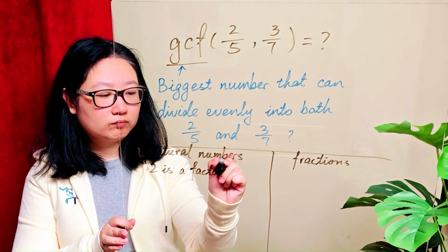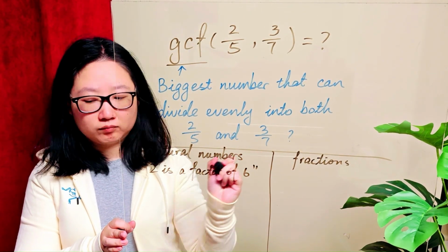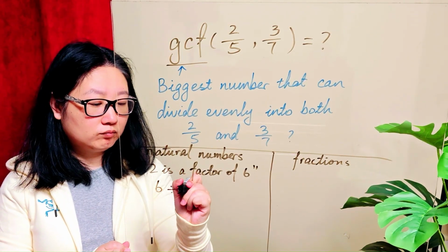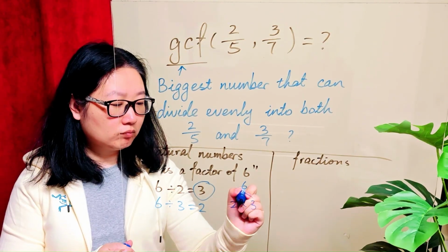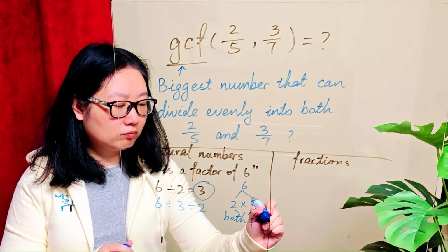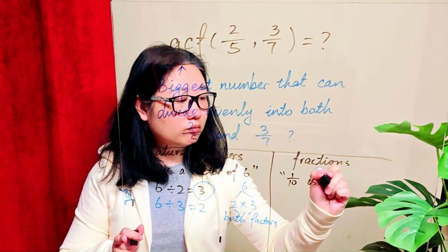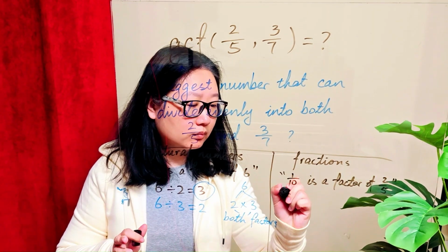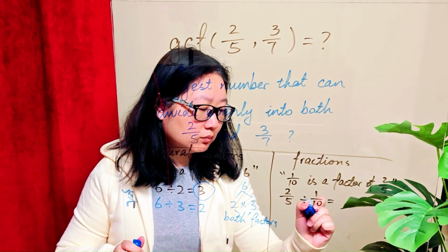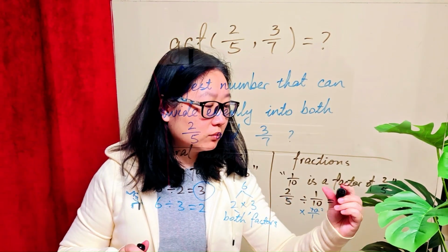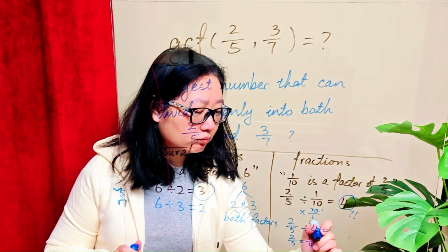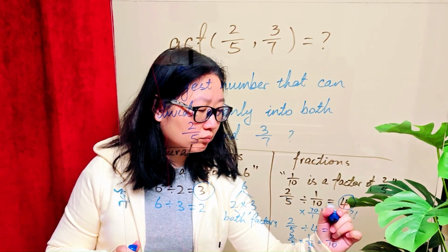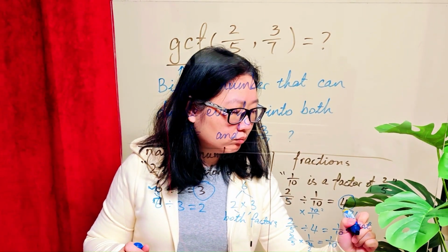For natural numbers, say 2 is a factor of 6 because 6 divided by 2 is 3. Then 3, the quotient, is also a factor of 6. For fractions, 1/10 is a factor of 2/5 because 2/5 divided by 1/10 is 4. But 4, the quotient, does not divide evenly into 2/5. 2/5 divided by 4 is 1/10, not an integer.